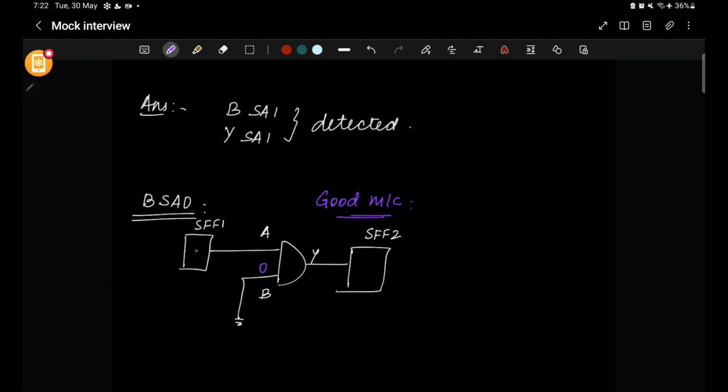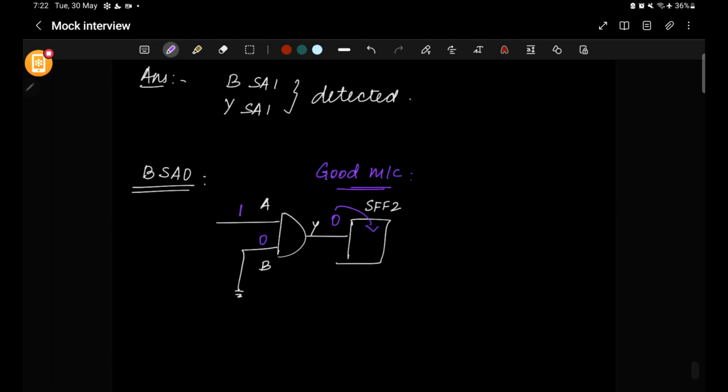Then in the A net, it will try to write a value in such a way that this faulty value gets propagated to the output. So here it will write 1. So in the good machine, here it will be 1. The same thing during the capture phase, this will get captured.